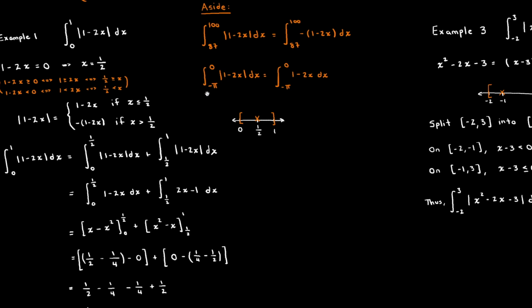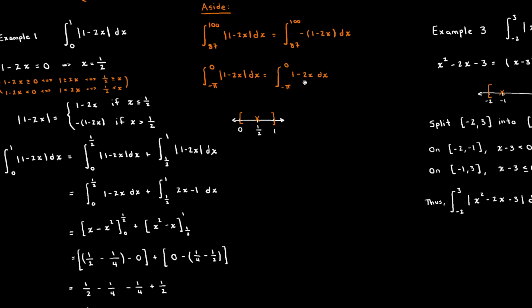Similarly, let's say instead I was integrating from minus pi to 0. Well, in this case, all my x values are to the left of 1/2, right? And if we're always to the left of 1/2, then the absolute value of 1 minus 2x is just itself because it's going to be positive. So therefore, we can simply replace the absolute value of 1 minus 2x with just 1 minus 2x. And this is just a simple polynomial which we can integrate no problem using the power rule.